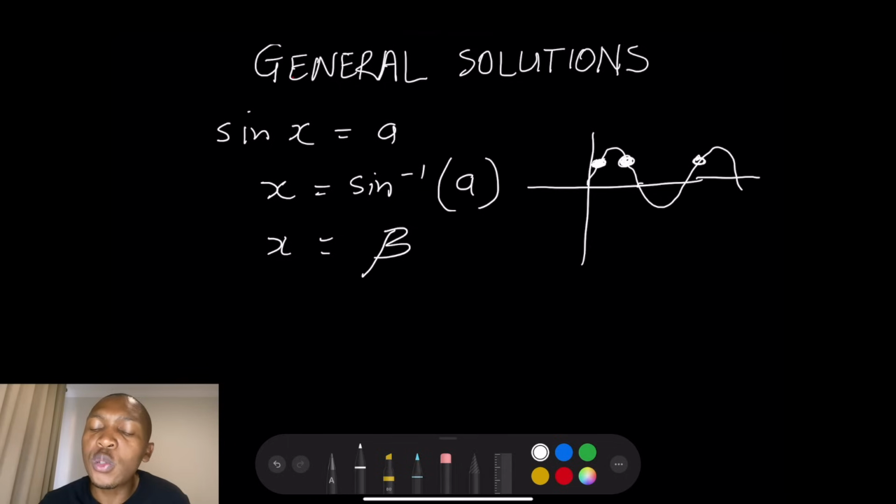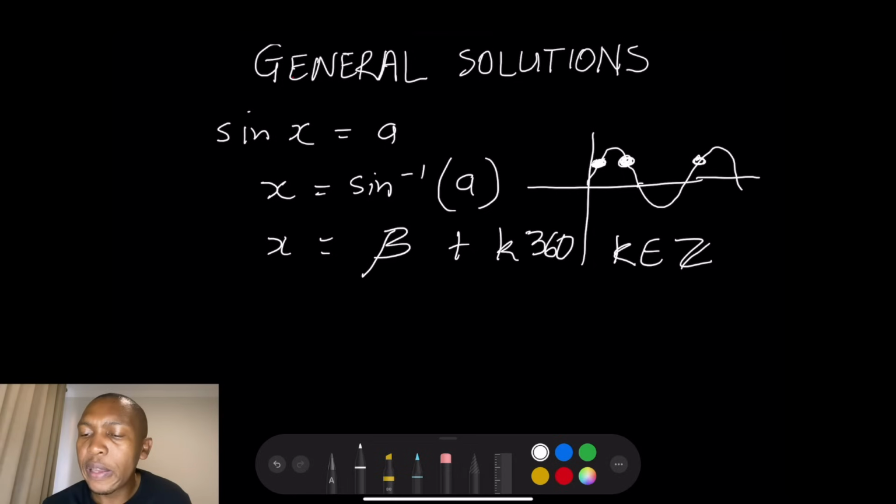Now, please, I want you to listen carefully. When I take the reference angle for sine, it's always going to be X is equal to whatever angle you find, but in this case, we always say plus K times 360, meaning that K is an element of integers.